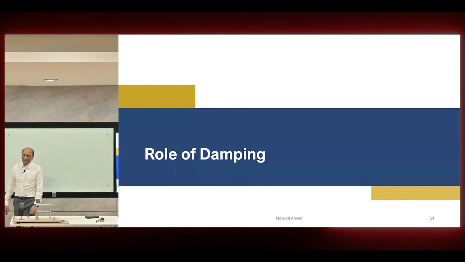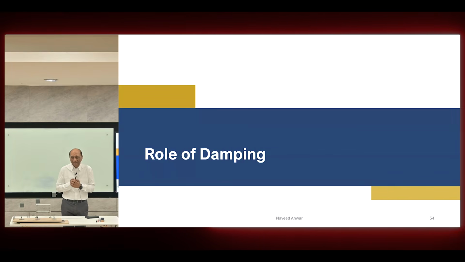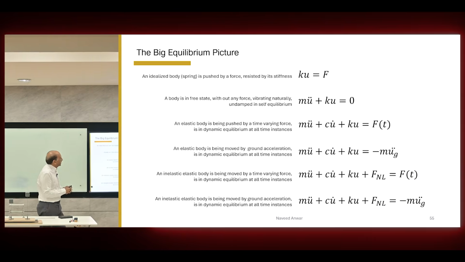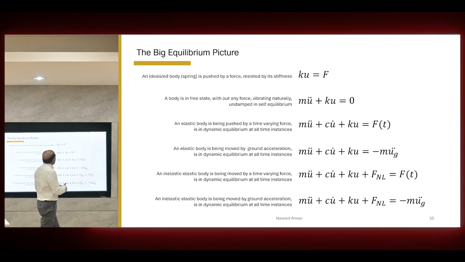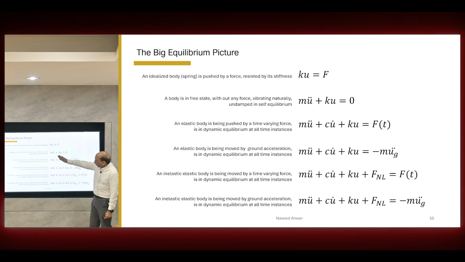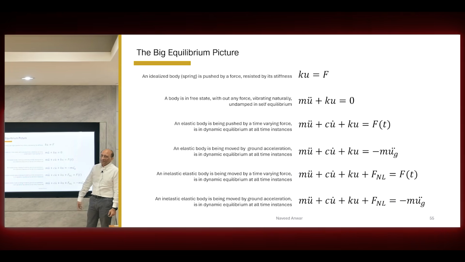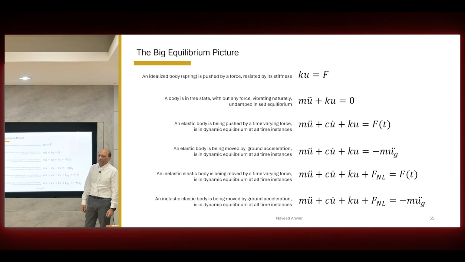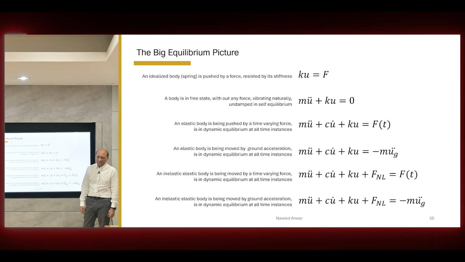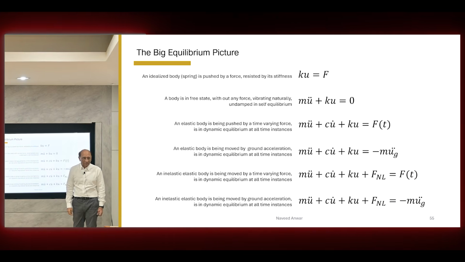Okay, damping. We talked about it a little bit the other day. Let's go into a little more detail on damping now. So let's look at the big equilibrium picture first. What are we doing here? We are now moving this all the way. These are the 1, 2, 3, 4, 5, 6 forms of the equation that we are talking about. And this picture is very clear, telling you exactly what's happening to the structure.